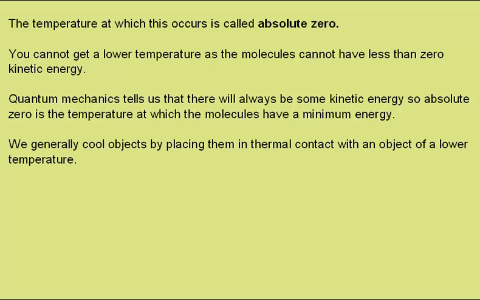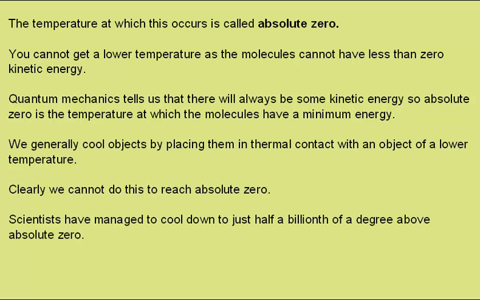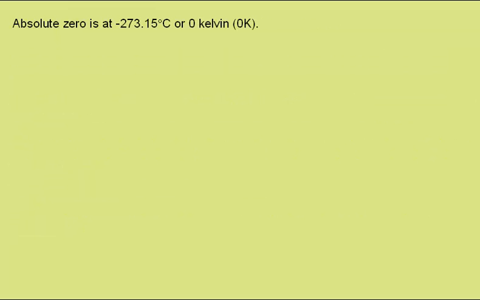We generally cool objects by placing them in thermal contact with an object of a lower temperature. Clearly we cannot do this to reach absolute zero, so other methods are used. Scientists have managed to cool down to just 0.5 billionth of a degree above absolute zero. So absolute zero occurs at minus 273.15 degrees C, which is known as 0 Kelvin, given the symbol capital K.